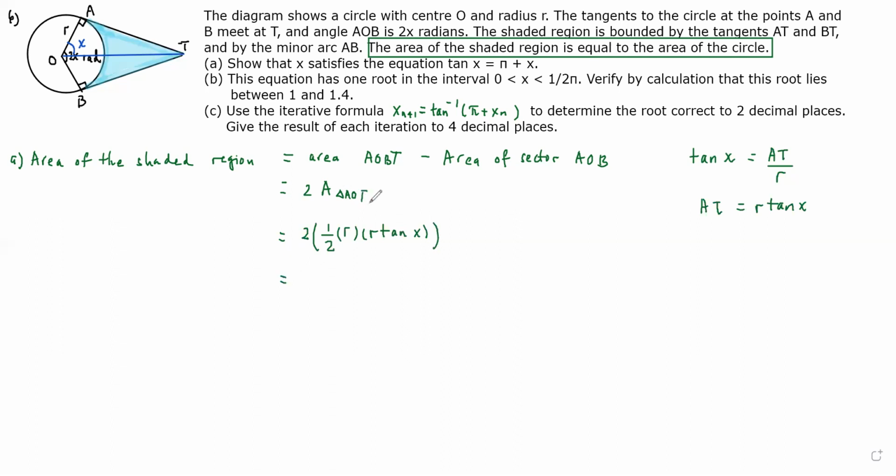Then the area of triangle AOT is half of base times height, and the height is R tangent x. So the area of AOBT is given by R squared tangent x. That 2 and 2 can be cancelled off.